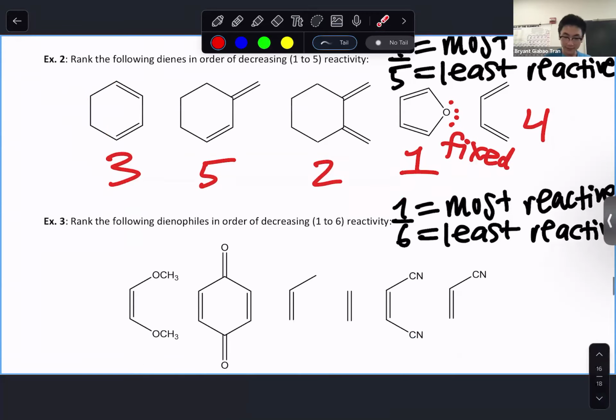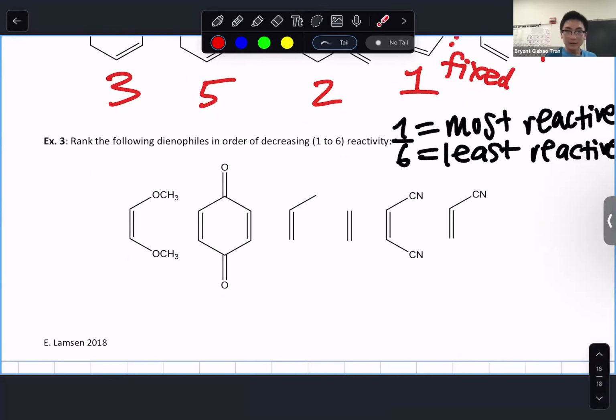Now let's do dienophile, right? So for dienophiles, we said we want EWGs on here. One of these dienophiles has EDGs on them, and which one would that be here? Yeah, the methoxy on it. Oh, or the methyl as well. Yeah. The methyl is an EDG, but this is also an EDG as well, right?